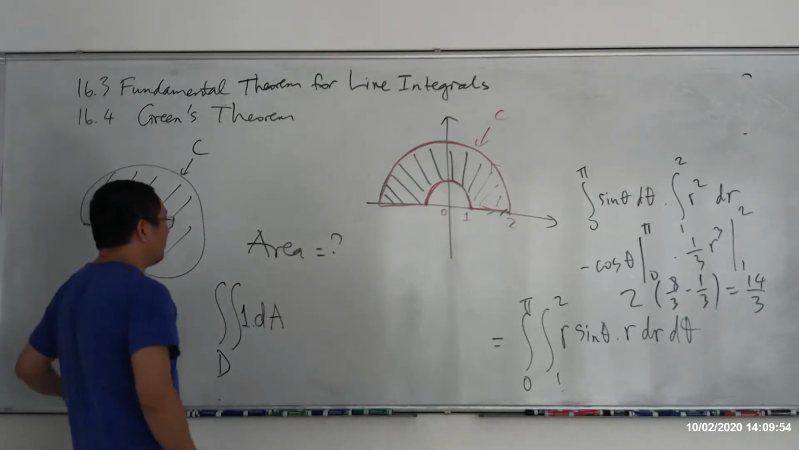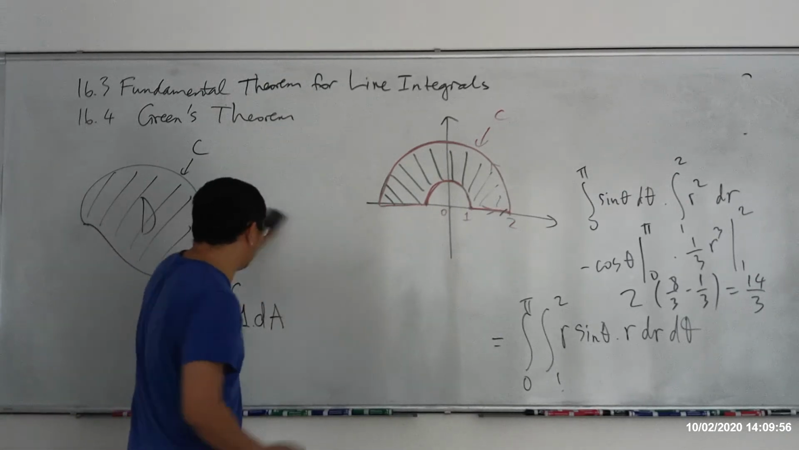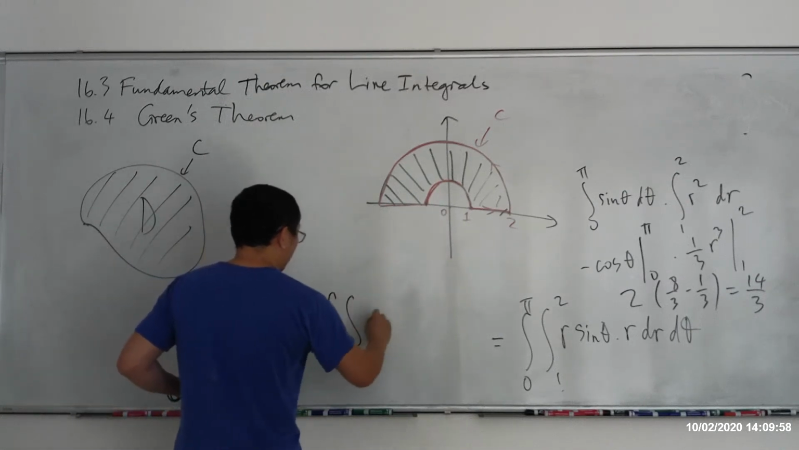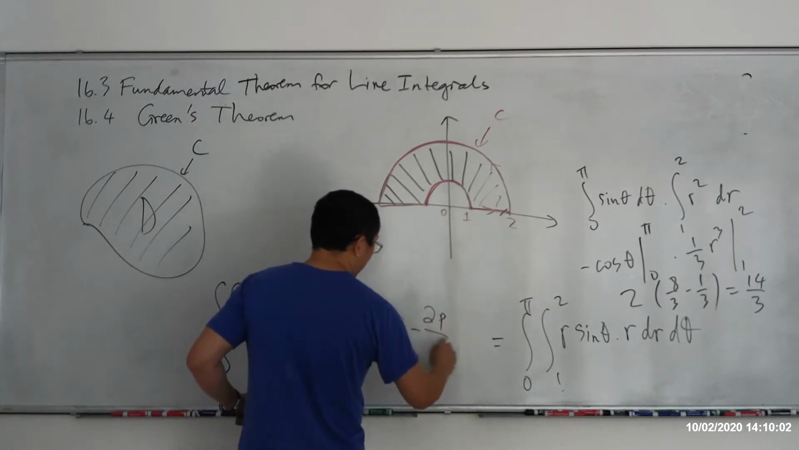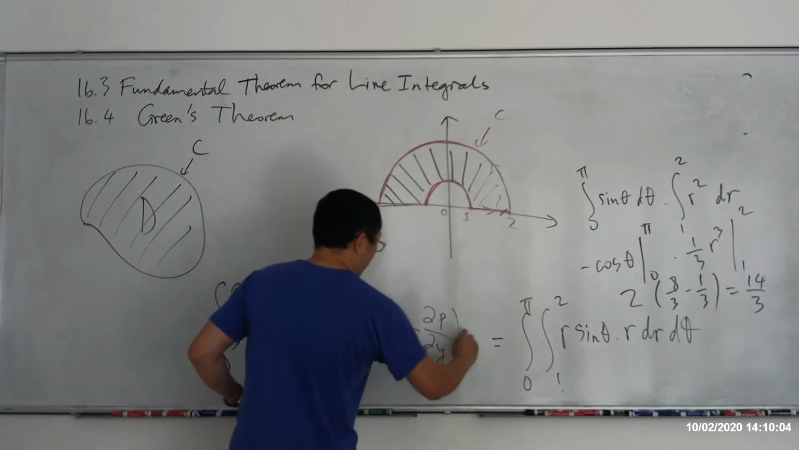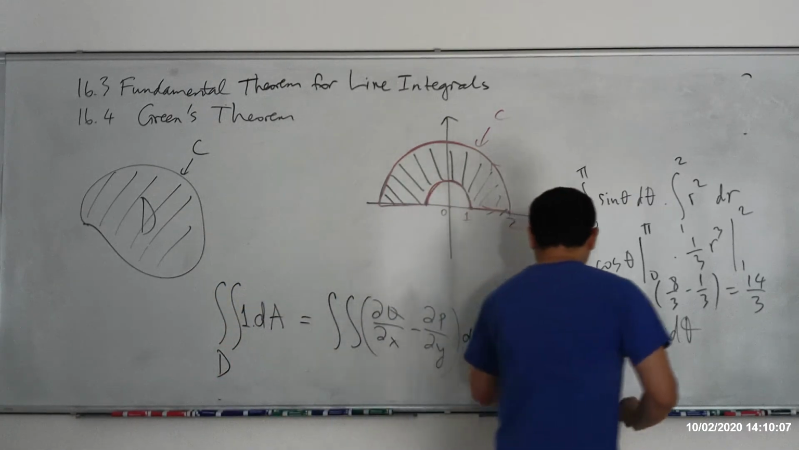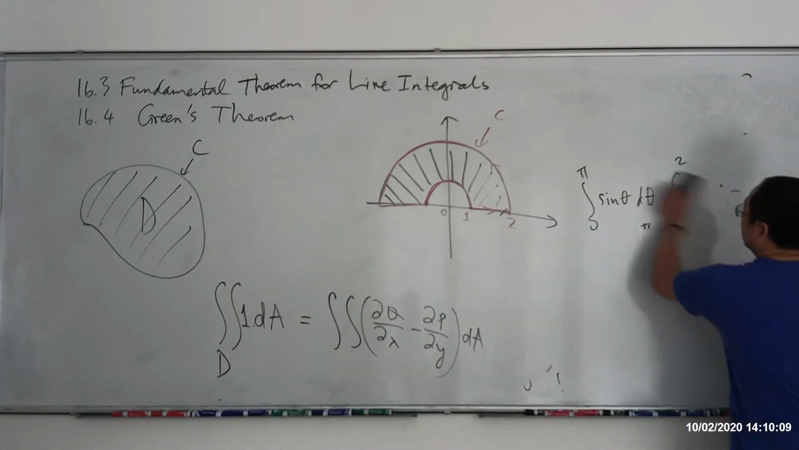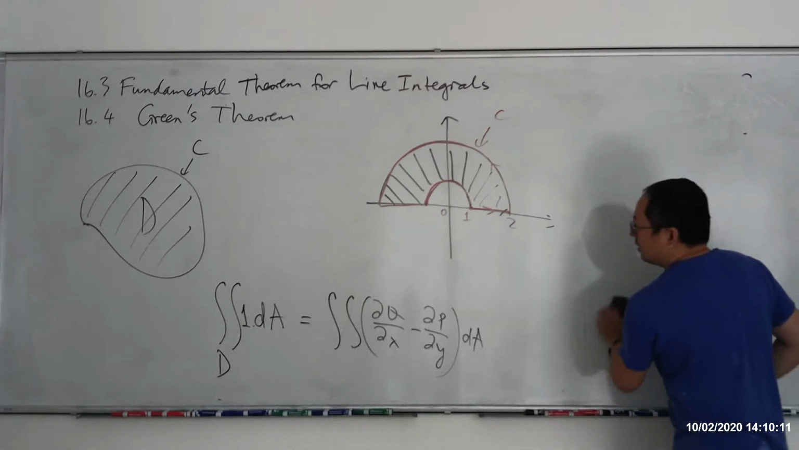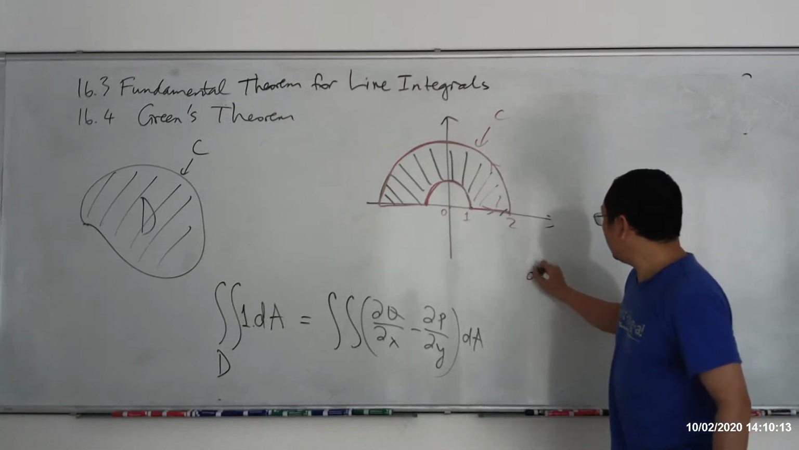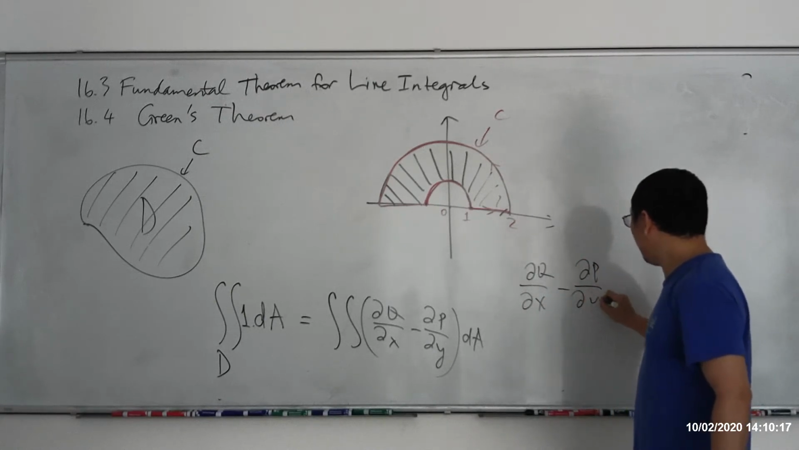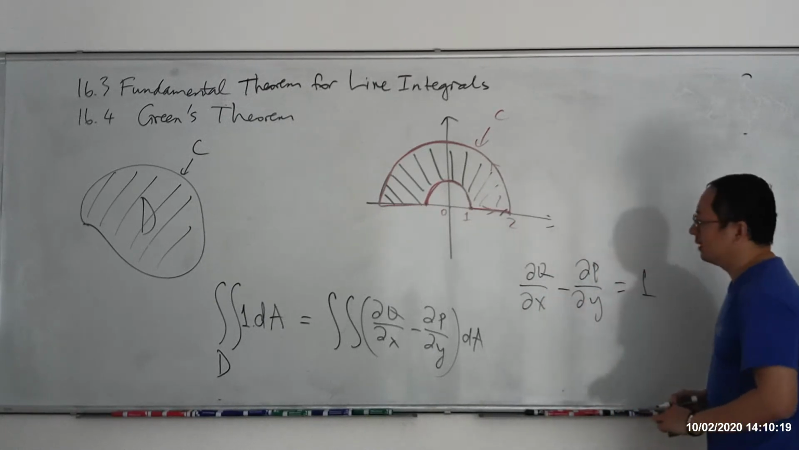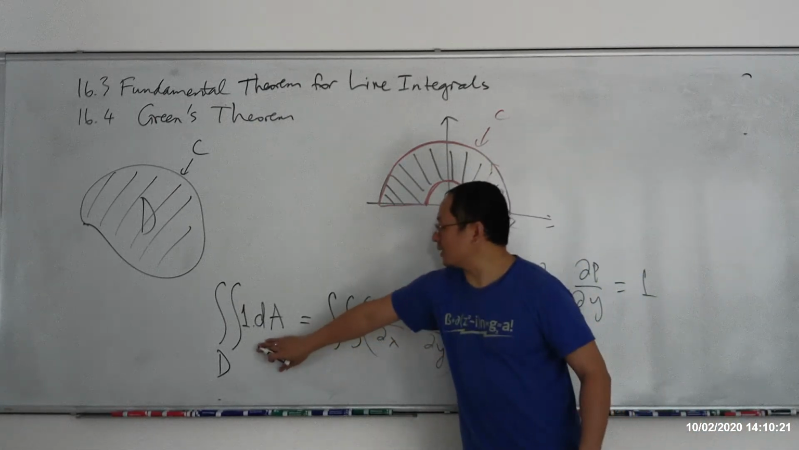Okay. So if you want to use Green's theorem, you're going to make it look like what? The double integral of dQ over dx minus dP over dy dA, right? It means you have to set what? dQ over dx minus dP over dy equal to 1.